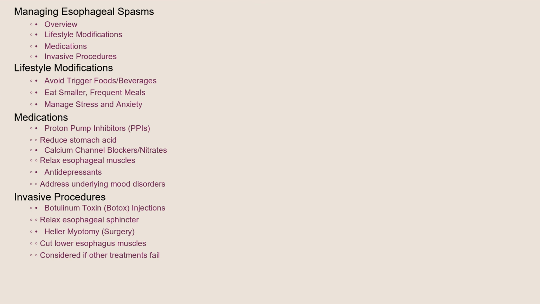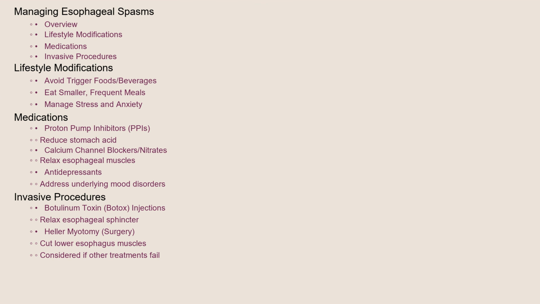Managing esophageal spasms typically involves a combination of lifestyle modifications, medications, and in some cases, more invasive procedures. Lifestyle changes can include avoiding trigger foods and beverages, eating smaller, more frequent meals, and managing stress and anxiety. Medications often used include proton pump inhibitors, PPIs, to reduce stomach acid, calcium channel blockers and nitrates to relax esophageal muscles, and antidepressants to address underlying mood disorders that may be contributing to the spasms.